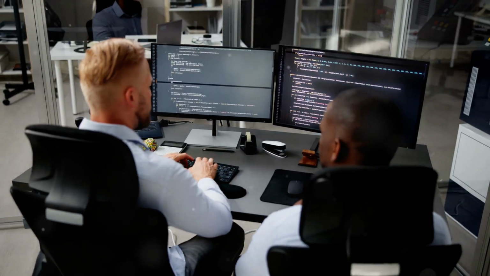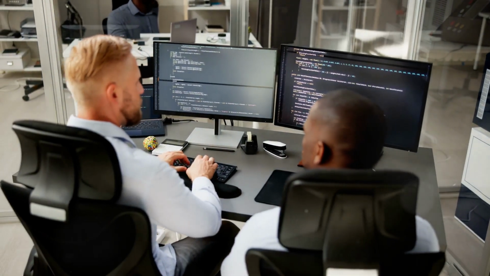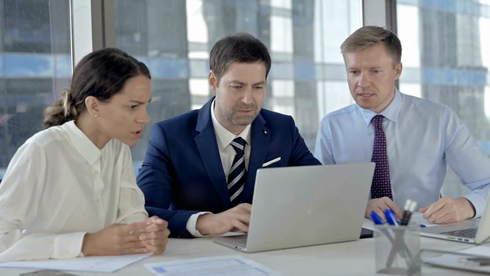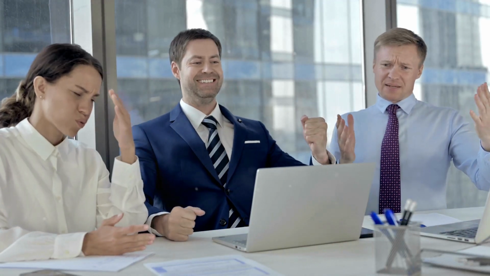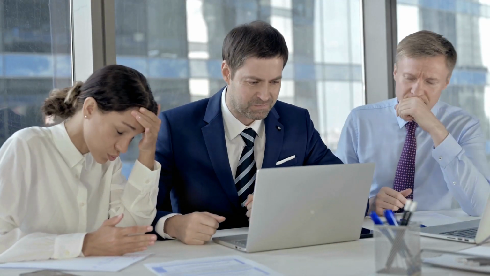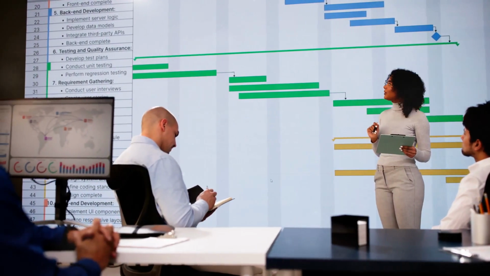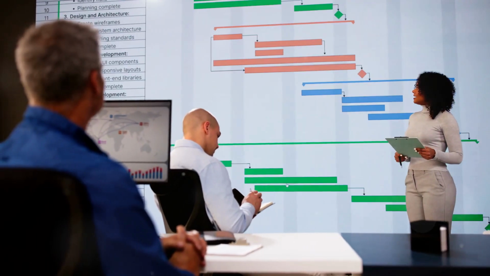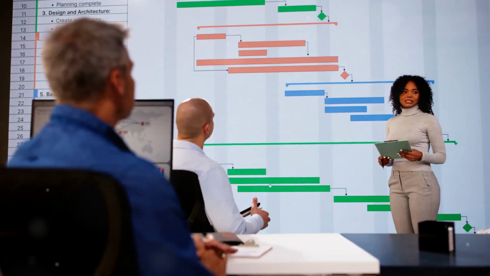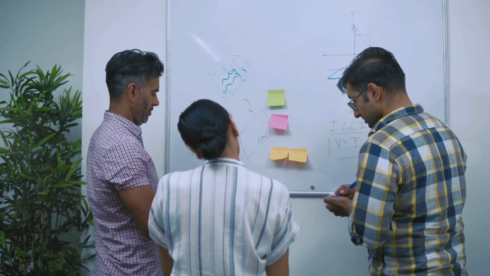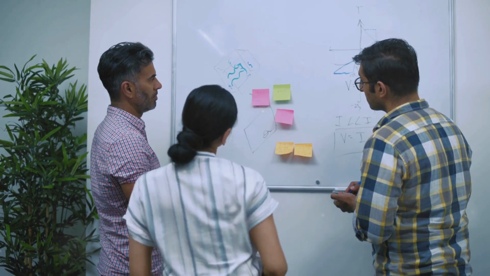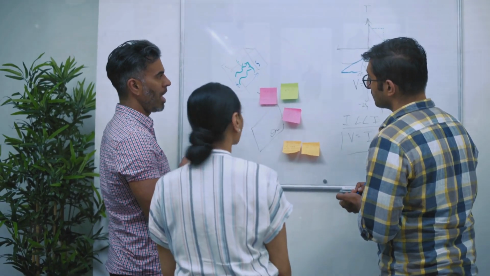Unlike cycle time, which starts when development begins, lead time captures the entire journey from request to release. Long lead times can delay product releases, reduce customer satisfaction, and affect a company's ability to stay competitive. By measuring lead time, teams can identify where delays are happening, whether it's in planning, approvals, or development, and take action to improve those areas. This leads to better transparency, faster delivery, and a more predictable development process.